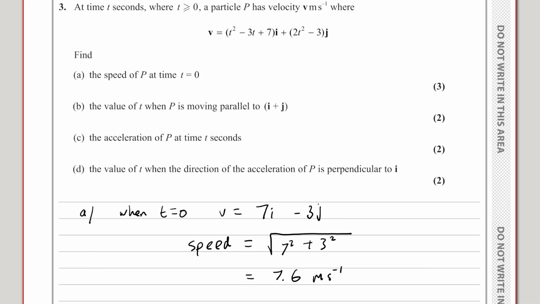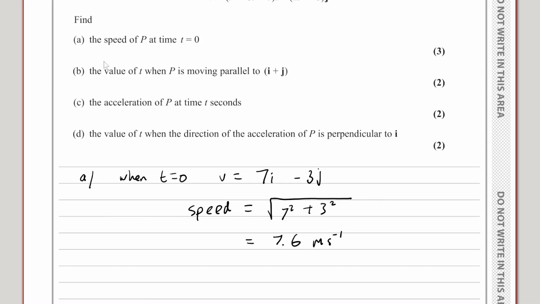Part B. Find the value of t when P is moving parallel to i plus j. So some multiple of i plus j. So (t squared minus 3t plus 7)i plus (2t squared minus 3)j is equal to some multiple, so k times i plus j, or ki plus kj.